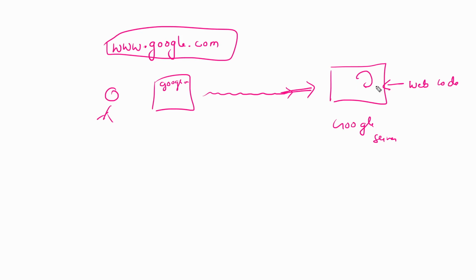We'll look into this operation in some time. Once the operation is done, Google sends you a response back. So this request that you are sending from your browser to the Google server, we call an HTTP request. And the response that you get, we call an HTTP response. So these are the two things that you get: HTTP request and HTTP response.